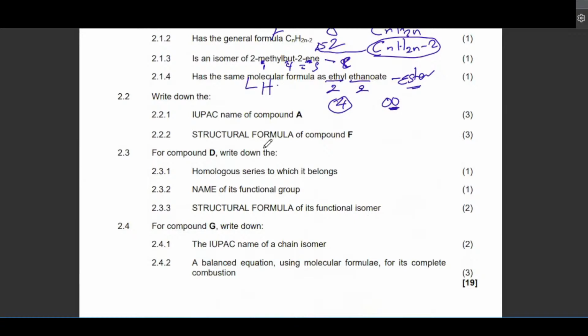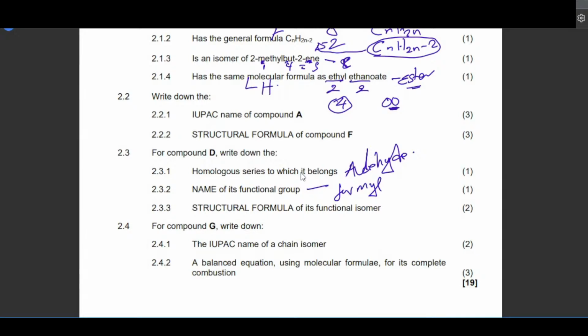So they're saying that the answer becomes here: homologous series, it is an aldehyde, while this one is the formyl or carbonyl.